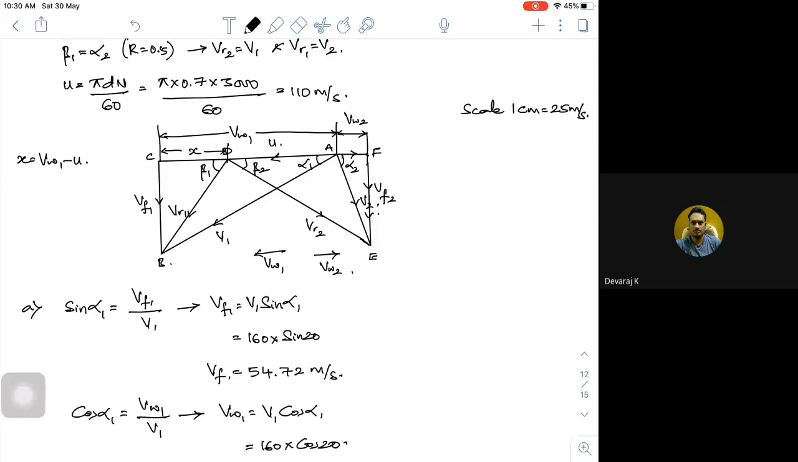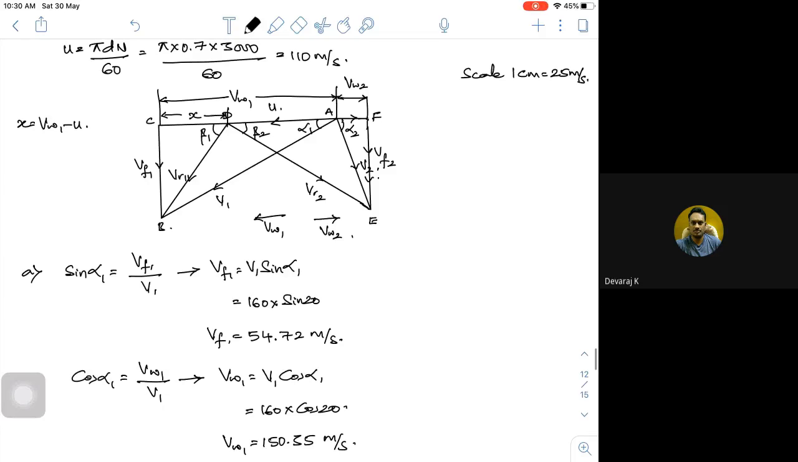Now if you are doing graphically, just measure the scale from C to F multiplied by 25 meters per second, you may get a value. So roughly around 190 you may get directly. Then you multiply by your mass flow rate, which is 7, and you will get the value directly. Otherwise, I need to find Vw2 here. Since I'm using the trigonometric method, I need to find Vw2.